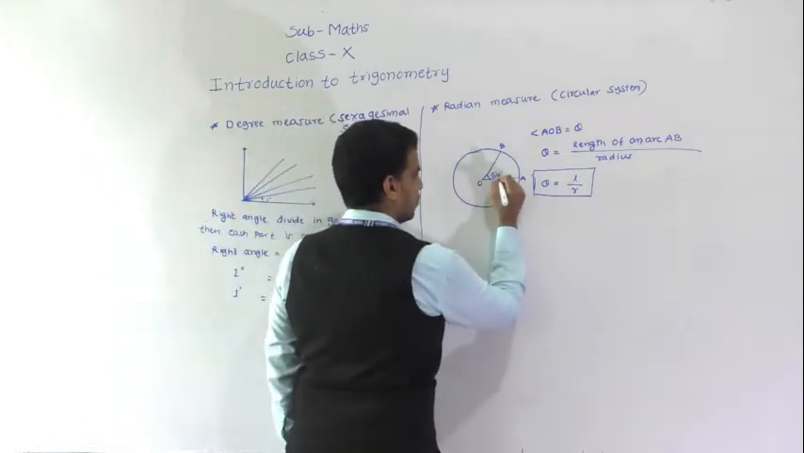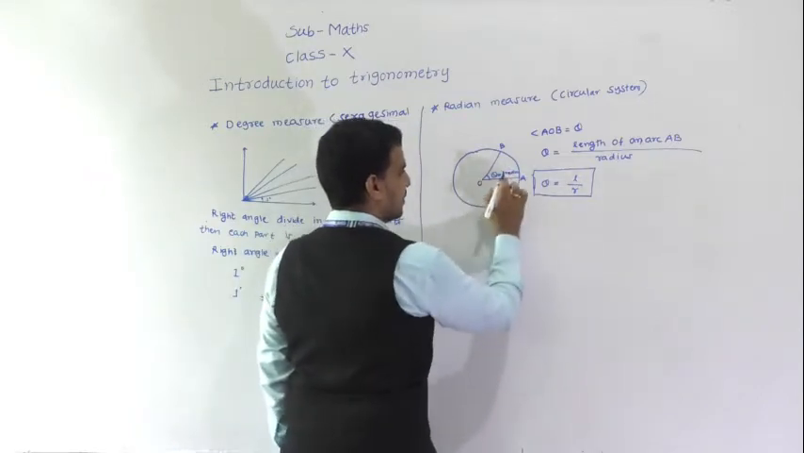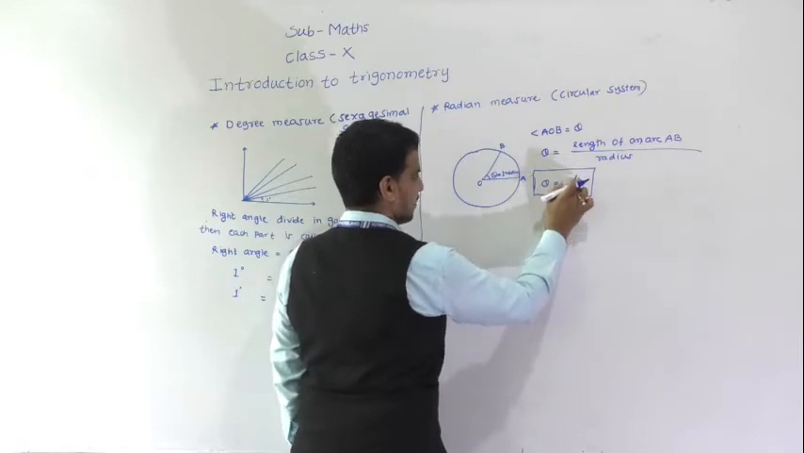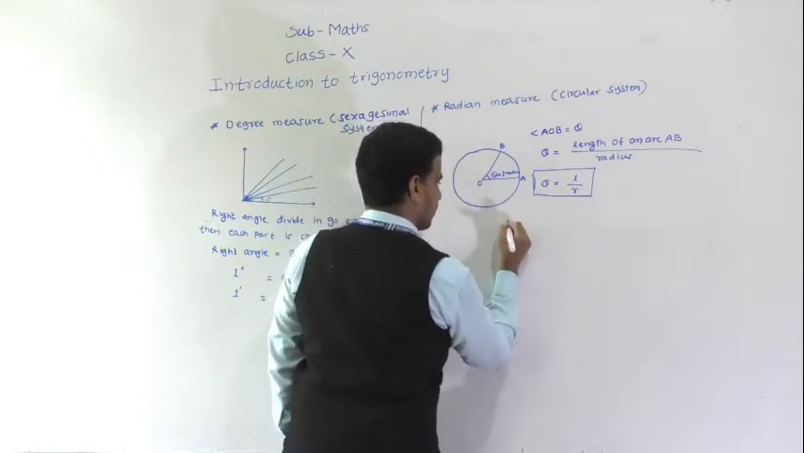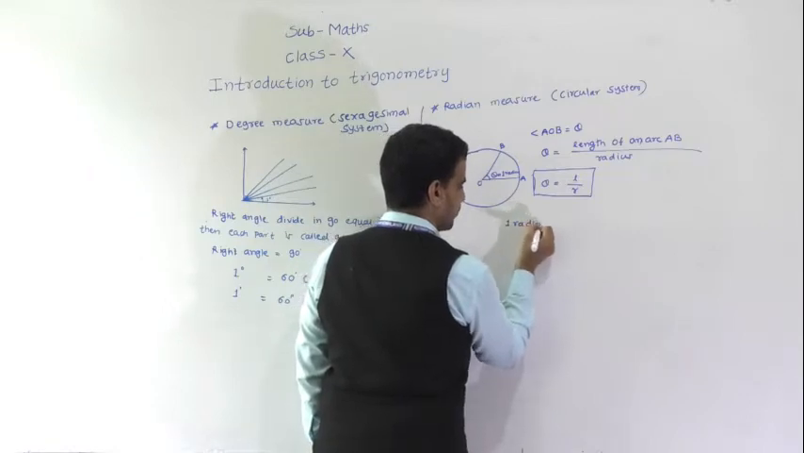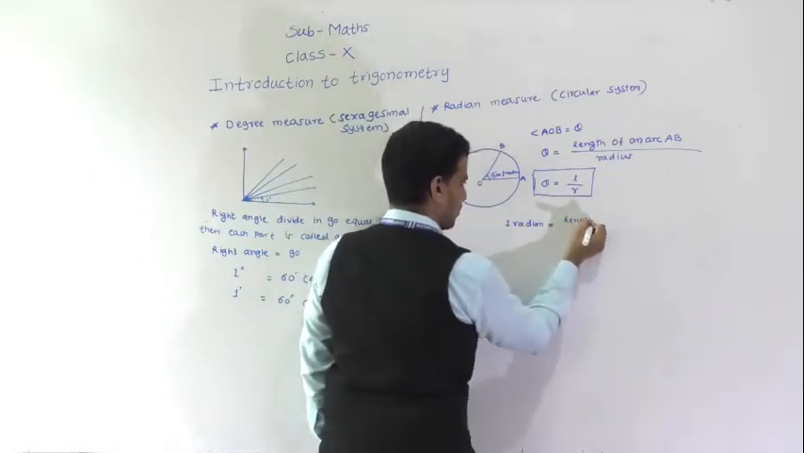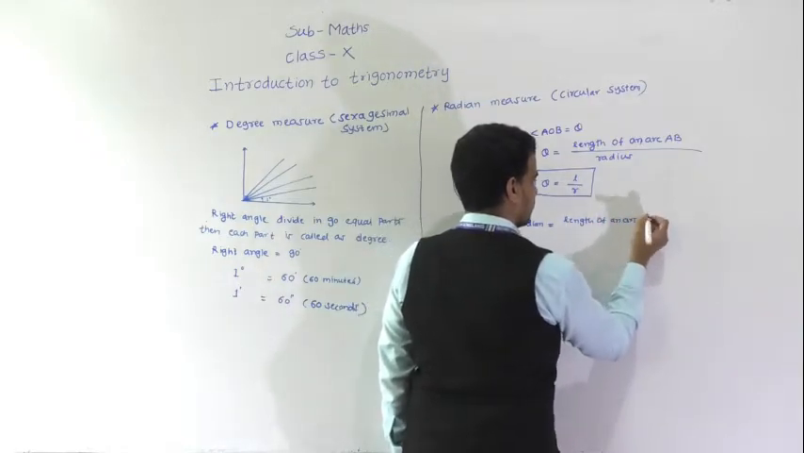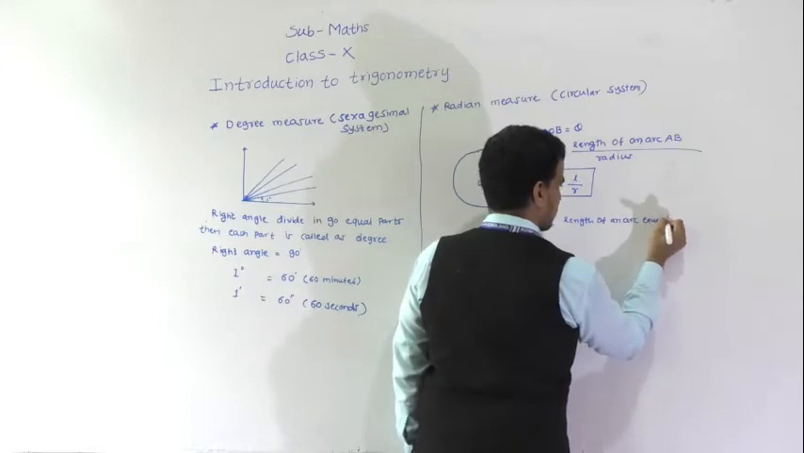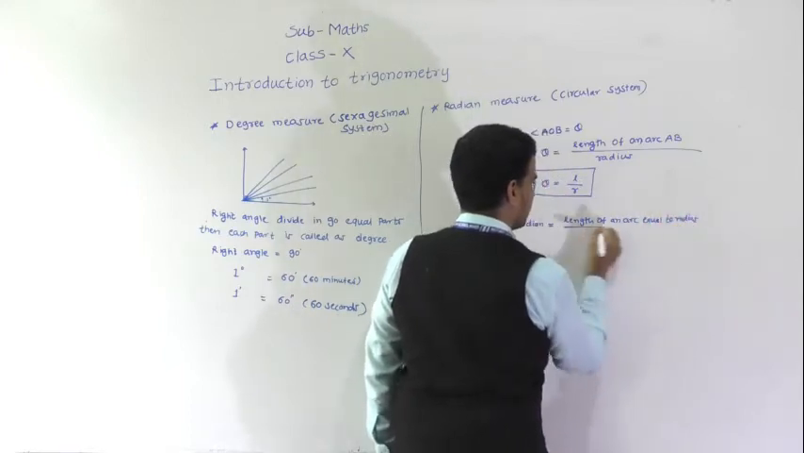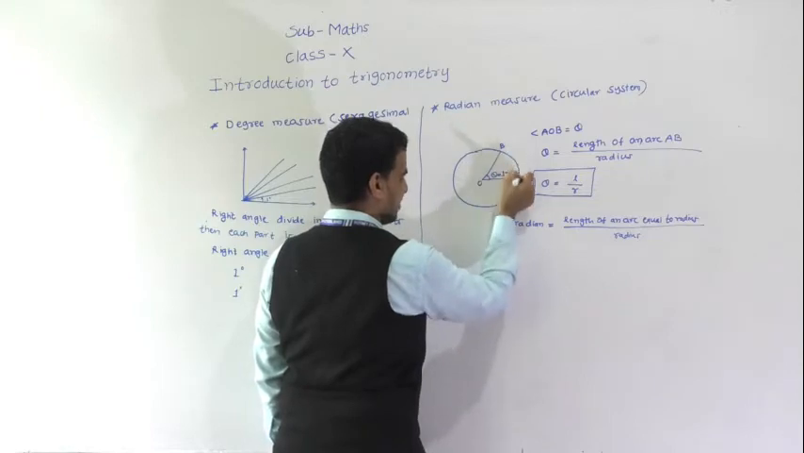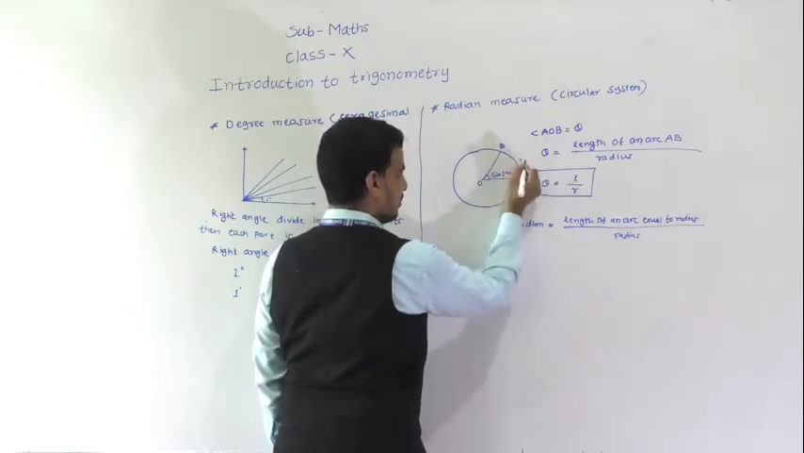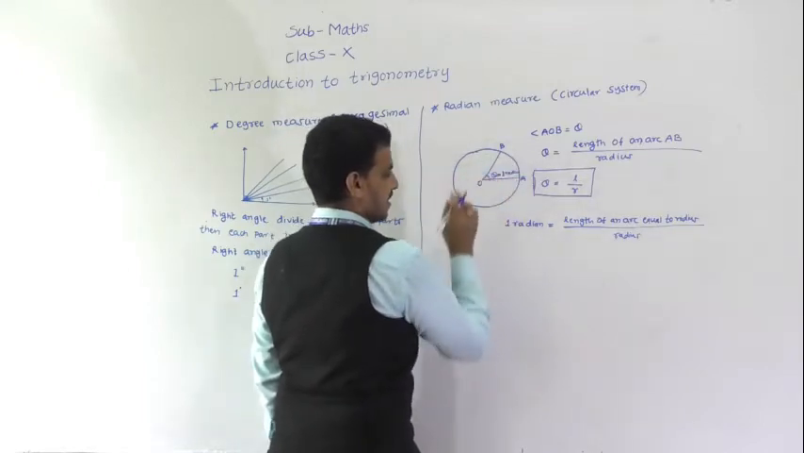If theta is equal to 1 radian, when is that possible? When the length of an arc is equal to the radius. So the value of 1 radian is equal to the length of an arc equal to radius, divided by radius. It means if AB is the length of an arc, and AB is equal to R and this is also R, then we will get this angle as 1 radian.